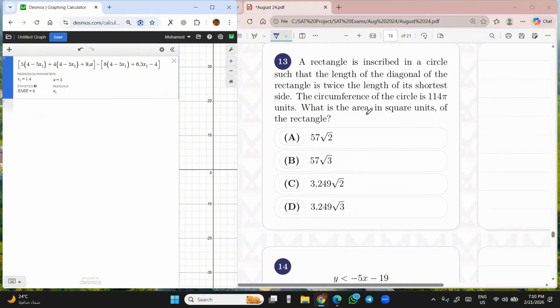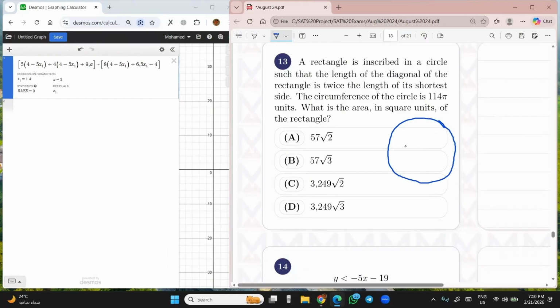Question number 13. A rectangle is inscribed in a circle such that the length of the diagonal of the rectangle is twice the length of its shortest side. Let's draw this. Let's draw a circle and then a rectangle inside this circle. So this is one of the circles. And then we need to draw a rectangle inside of it, like this.